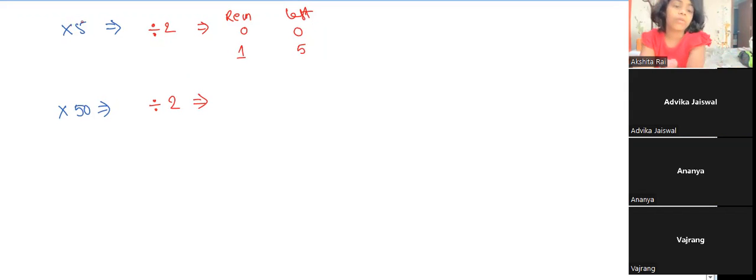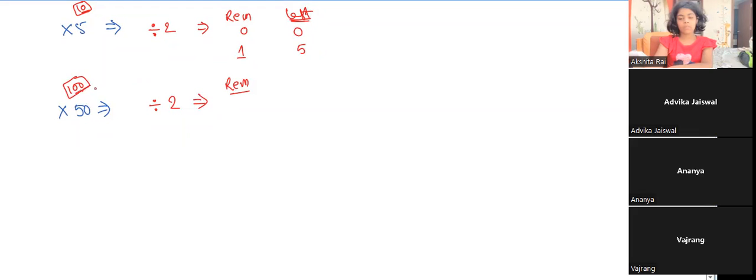To make 5 as 10, we need to multiply the number by 2, nothing but division by 2. To make 50 as 100, again the multiplication factor is 2 only. Based on the remainder, we have to keep the last 1 digit or 2 digits, because 10 consists of only 1 zero. That's why we keep the last 1 digit. But 100 consists of how many zeros? 2 zeros, which means we have to place the last 2 digits.